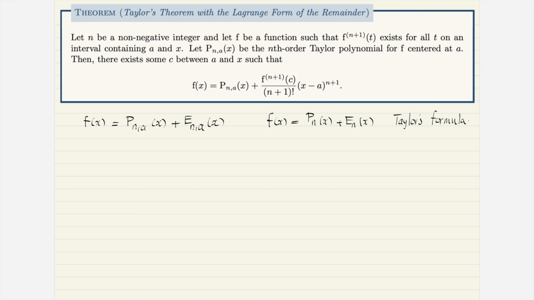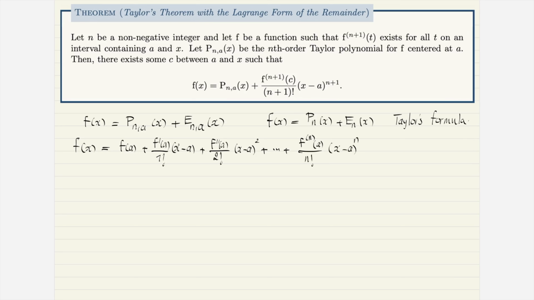Okay, I think it's a good idea to actually expand the formula, so let me plug in the Taylor polynomial formula here. So it becomes f of a plus f prime of a divided by 1 factorial times x minus a, and then plus f double prime of a divided by 2 factorial times x minus a to the power 2, and we continue until the nth order. So it becomes the nth order derivative of f at a divided by n factorial times x minus a to the power n.